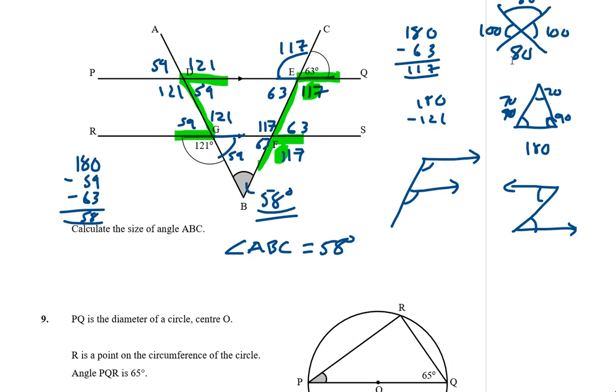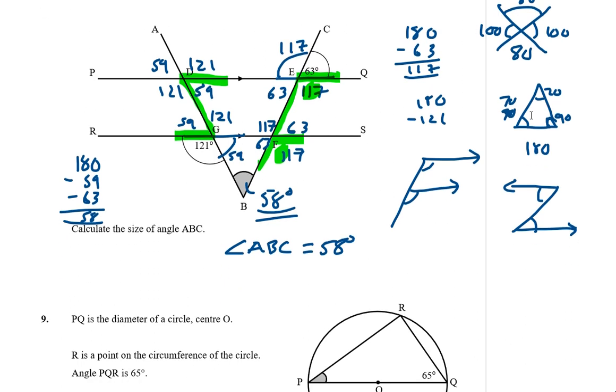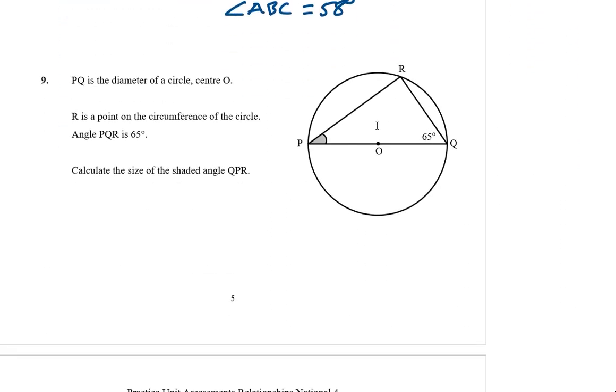I would put a little revision of your rules on the side, just to remind you of what's what. Straight line 180, opposites are the same, triangles 180, and then you've got your F's and your Z's, where this is the same as this, and this is the same as this. And I've just drawn in a little Z and a little F. This is another good rule.